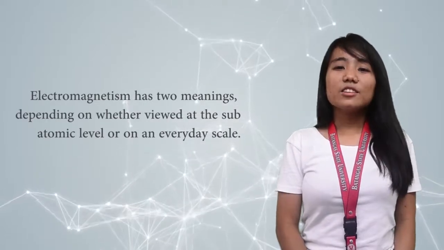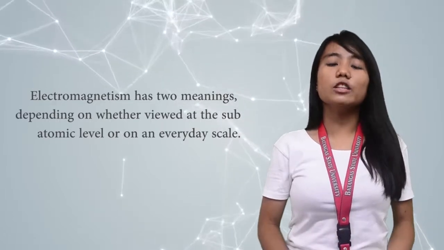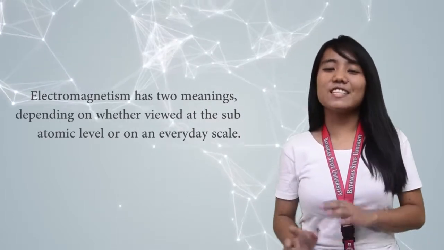Electromagnetism is a process where a magnetic field is created by introducing current in a conductor. When a conductor is electrically charged, it generates magnetic lines of force around the conductor. Electromagnetism has two meanings, depending on whether it is viewed at the subatomic level or on everyday scales.